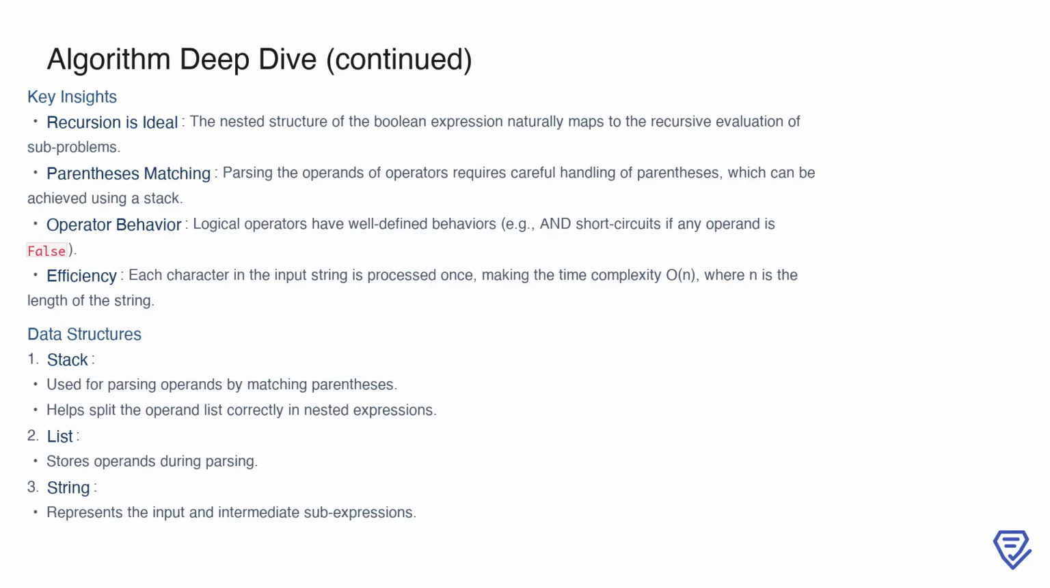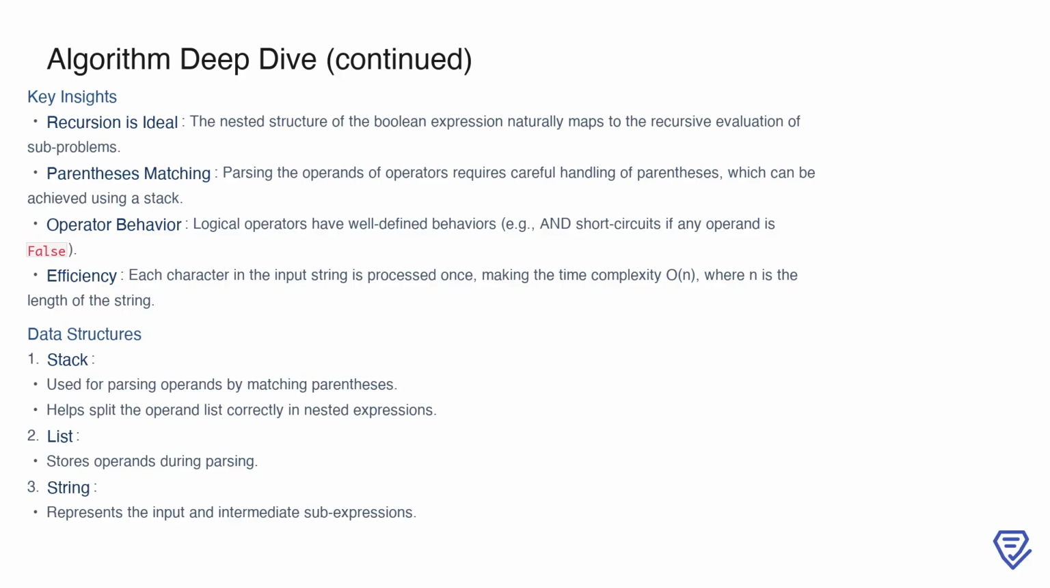The algorithm processes each character in the input string exactly once, resulting in a time complexity of O(n), where n is the length of the string. For space complexity, the depth of recursion corresponds to the maximum nesting of parentheses, which is O(d).